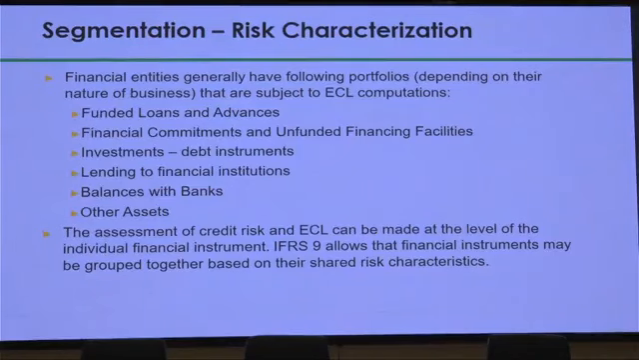So let's start with the segmentation. If you look at the balance sheet of a bank, you will find these assets: funded loan book, financial commitments, the limits that you have granted to your borrowers. Then you have unfunded financing facilities like letter of guarantee, letter of credit. Then you have investments in debt securities. Investment in equity securities are exempt from ECL requirements. Arsan has already talked about that. Then you have lending to financial institutions and balances with banks. These are also exposed to credit risk. So you need to actually estimate ECL for those as well.